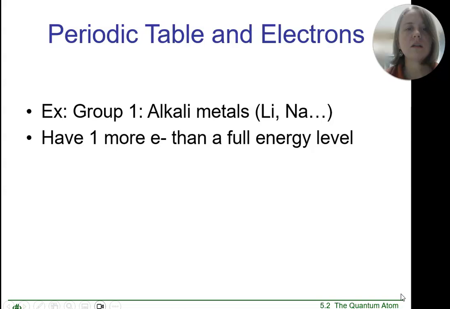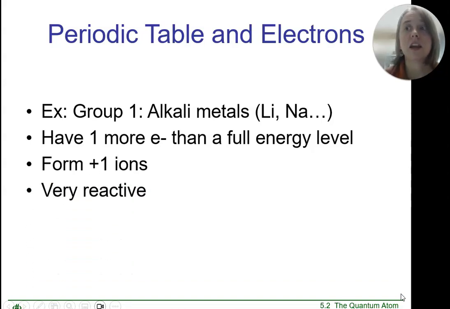They have 1 more electron than a full energy level. So maybe their second shell is full, and then in the third shell, they have 1 in there. So they really want to get rid of that 1, and then they have 1 extra electron than protons, so they form +1 ions. They are very, very reactive. They really want to get rid of that 1 electron.